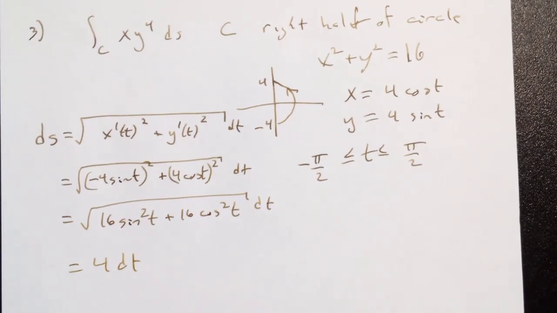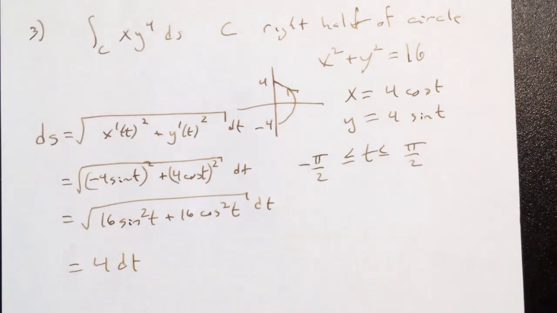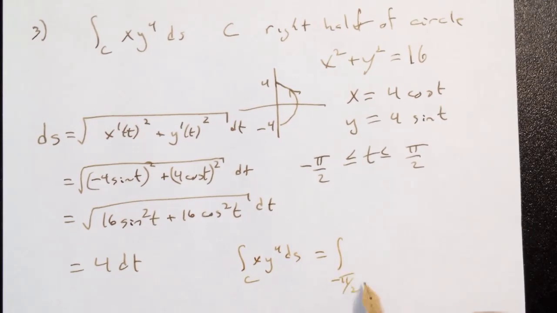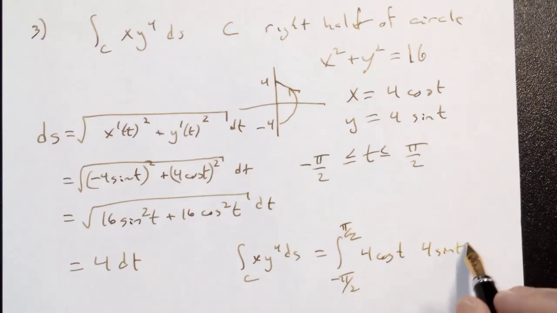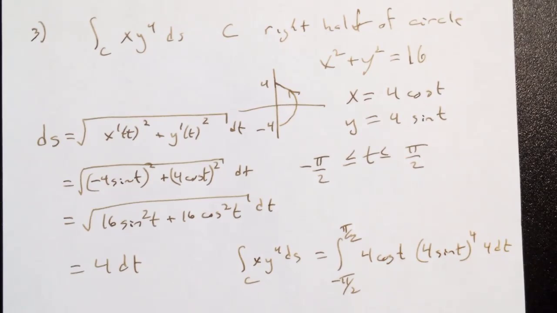Ready for the fun part? X, Y, ds. Let's do it all in t. Integral of x, y to the 4th ds over this curve is the integral of minus pi over 2 to pi over 2. X is 4 cosine t. Y is 4 sine t, but that's raised to the 4th. ds is 4 dt. Except for the giant number of 4s floating around here, this is a trig integral. I know how to do this. Whew.